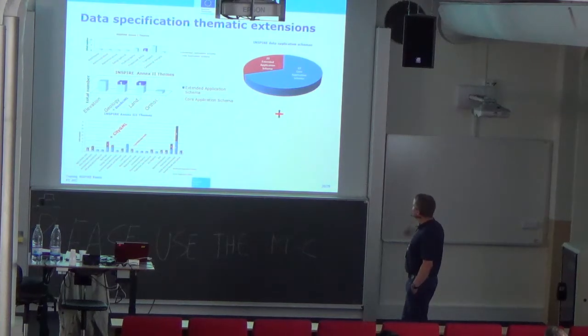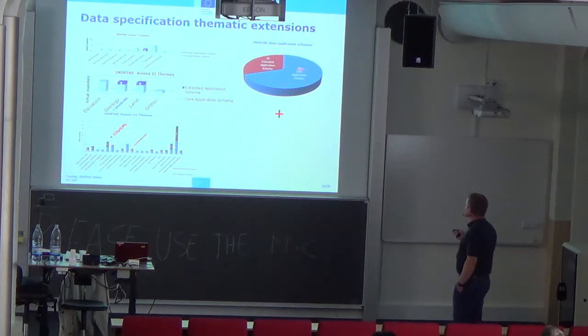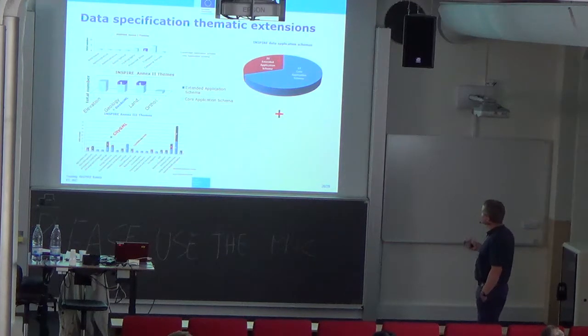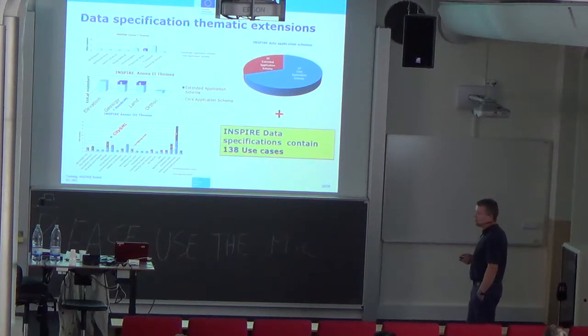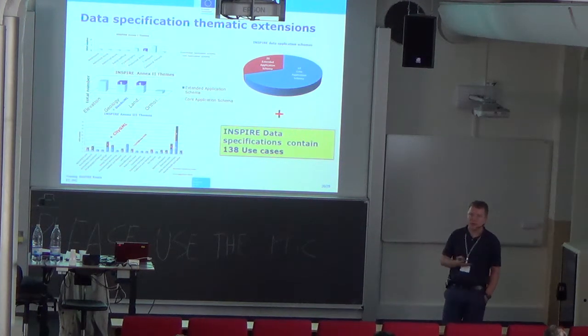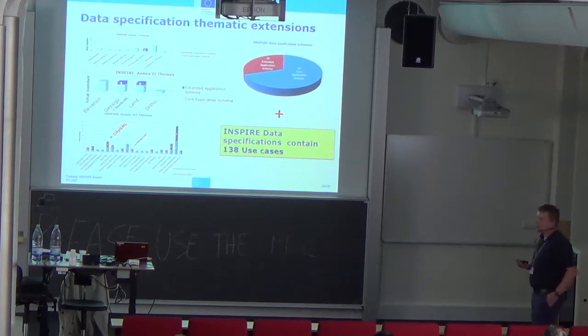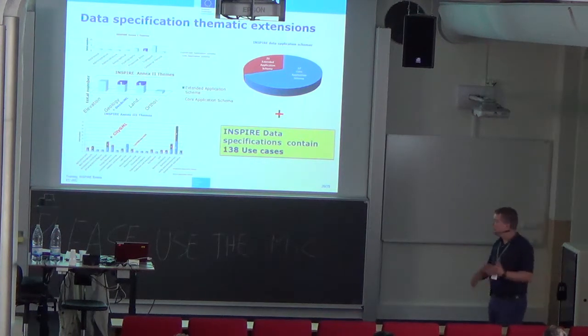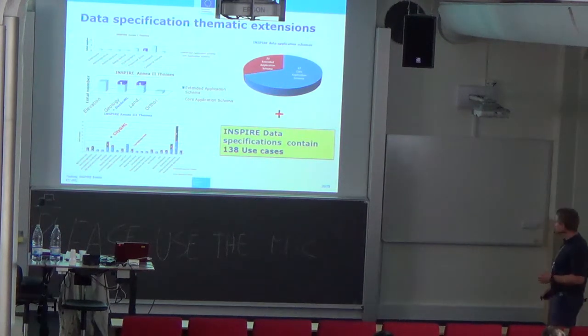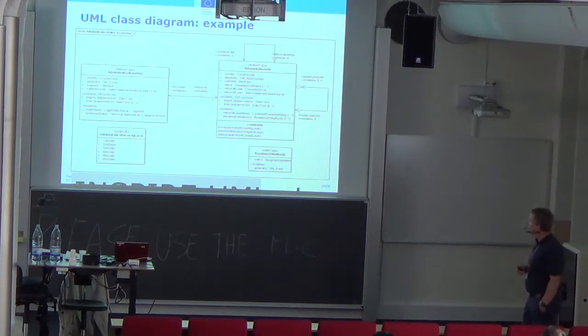Overall, there are 67 core application schemas and 29 extended application schemas. Plus, there are a lot of use cases which you can find in the data specifications, and which can be very helpful for you to understand how and for what purpose this data theme can serve. So there are 138 use cases overall in the data specifications.